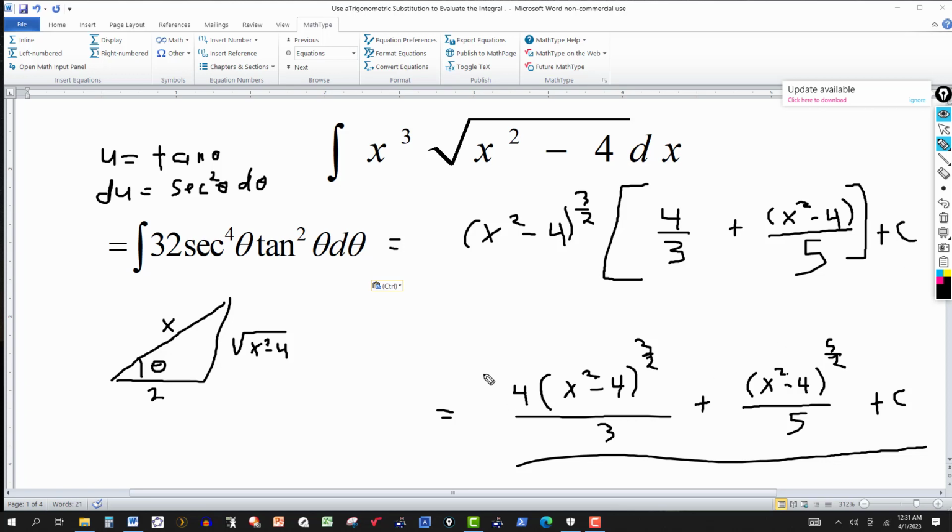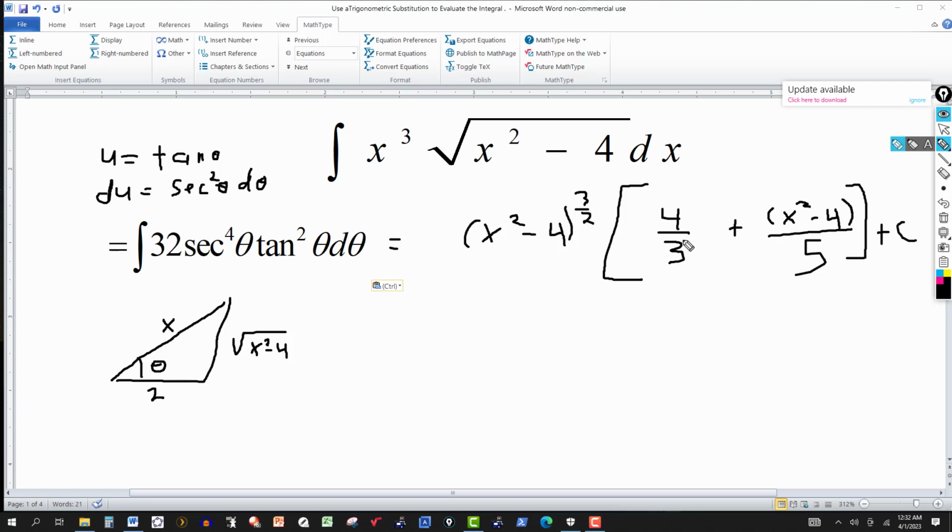Again, this is your answer. You can accept this as an answer, but as I've mentioned before, sometimes you're working problems from the back of your textbook. They have the answers to the exercises, and you work it out, and you spend a lot of time on it, and it doesn't match it. So this is kind of the stuff that they do.